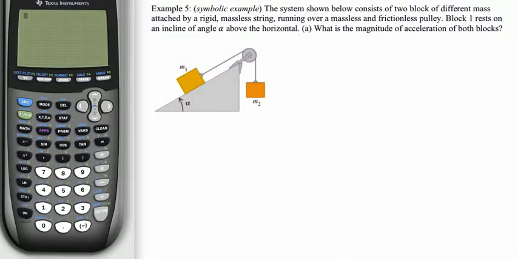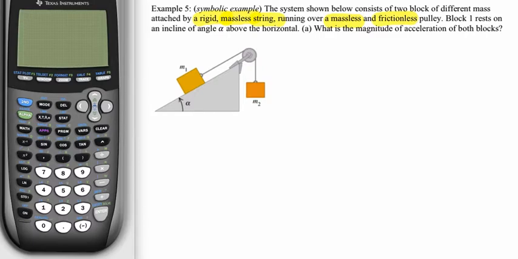Okay, in this example, we're looking at two blocks on an inclined plane, or on a ramp, and those two blocks are connected by a rigid string that is massless, running over a massless and frictionless pulley. So look, we've got all these conditions here. We don't want the string to have mass because we don't want it to have inertia and affect our accelerations, and we want the pulley to be massless so that it doesn't affect the tensions on either side of it. And we have a frictionless pulley because we don't want the pulley to slow down the motion.